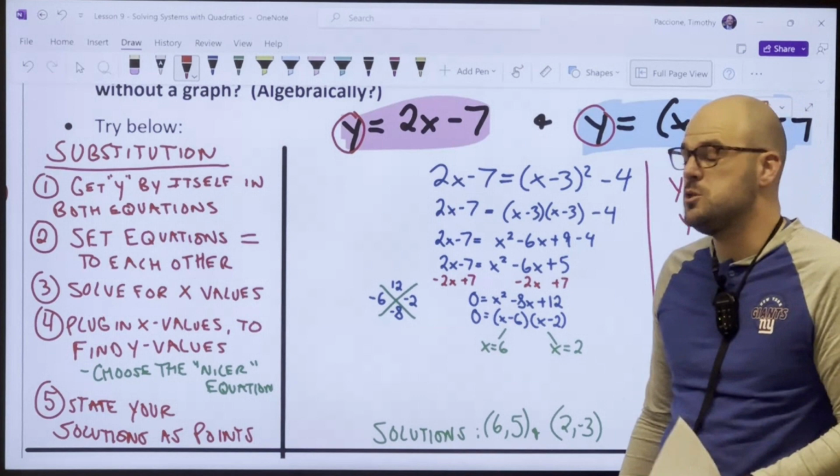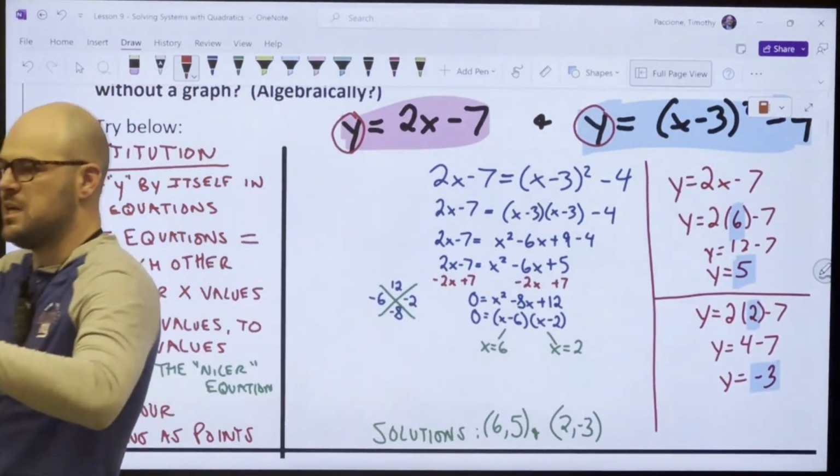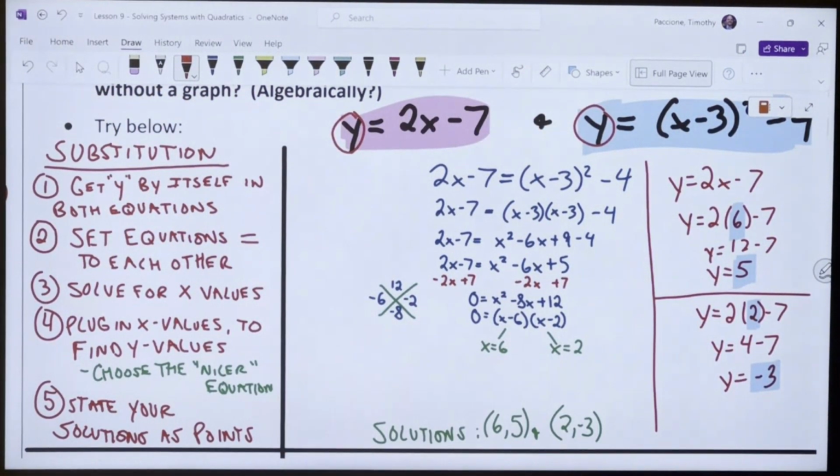All right, so that's substitution. You get the y's by itself, you set them equal to each other, get everything to one side, solve your x, plug it in, find your y. Okay? Ready for elimination?